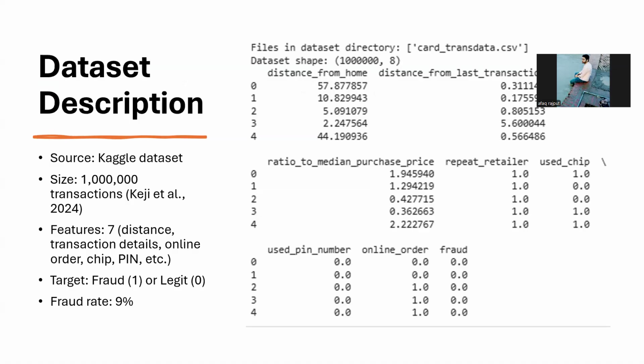We used a Kaggle dataset with 1 million credit card transactions. It has 7 features like distance from home, whether it was an online order, if a chip or PIN was used, and others. The target column tells if the transaction was fraud or not. Only about 9% of the transactions are fraud. This imbalance makes the problem challenging.